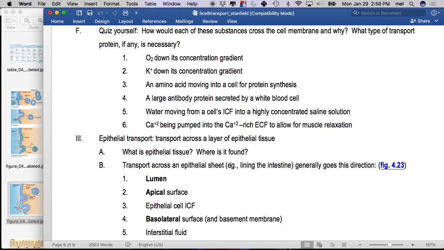Okay? You ready? So raise your hand if you can tell me how each of these substances would cross the cell membrane and why, what type of transport is it, and if it uses a protein, is it a carrier, a channel, or pump? Okay? So first one is oxygen is moving down its concentration gradient across the cell membrane. What kind of transport? Simple diffusion, I agree. Somebody raise their hand if they can tell me why you can get it across by simple diffusion.